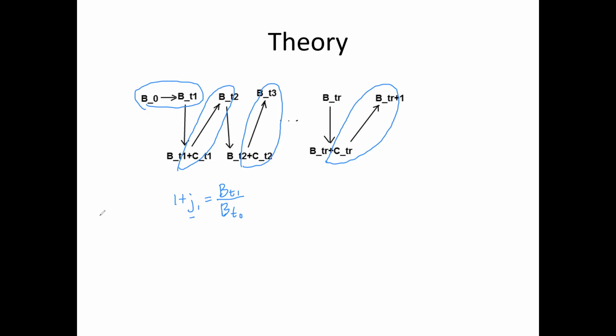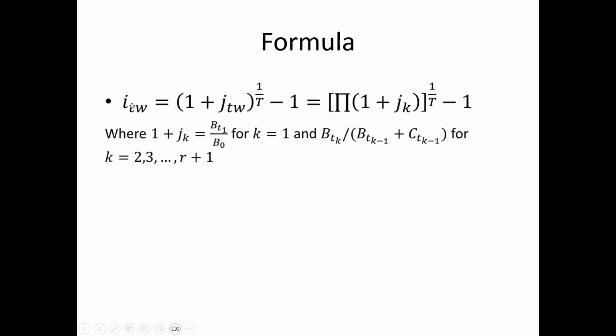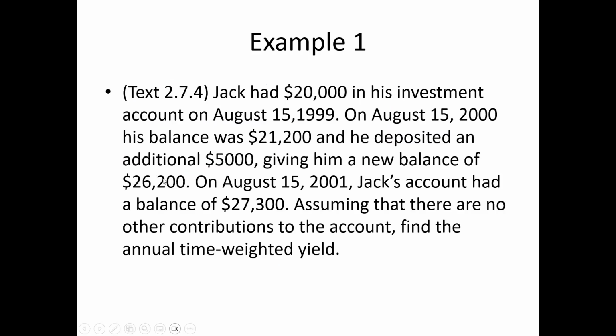And then 1 plus J2 is B sub T2 over B sub T1 plus C sub T1. So this is the money you would have before the second period begins. And you multiply them together. That's what the formula is about. All right, so you try to understand it, and then in terms of the example, let's look at this one. It's not that bad.